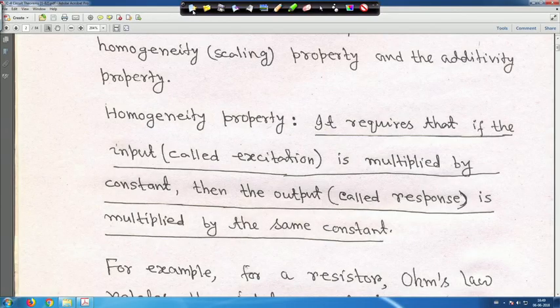Okay, so we will come to the homogeneity property. Basically it requires that if the input, that is called excitation, is multiplied by a constant, then the output, that is called response, is multiplied by the same constant. That is what I have underlined.